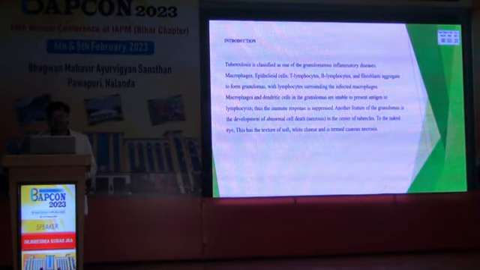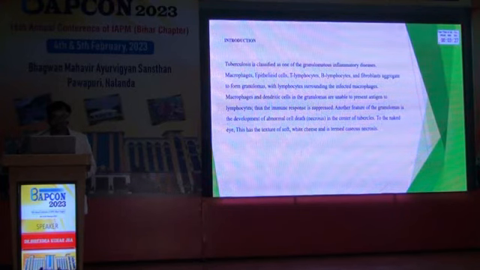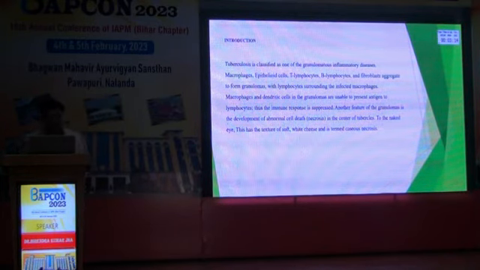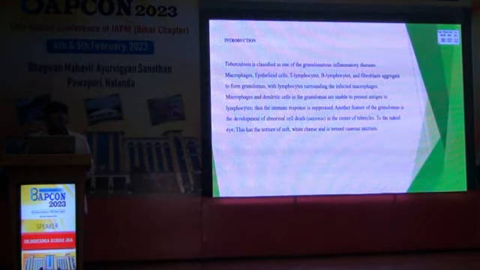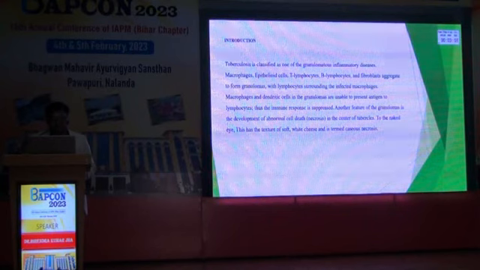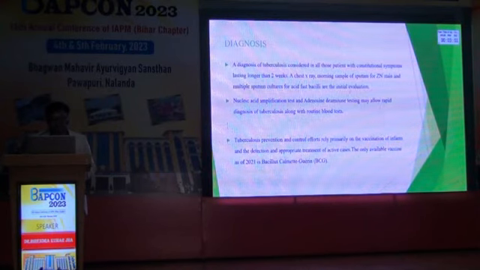Tuberculosis is classified as a granulomatous inflammatory disease. Macrophages, epithelial cells, T lymphocytes, B lymphocytes, and fibroblastic aggregates form a granuloma, with lymphocytes surrounding the infected macrophage. Macrophages and dendritic cells in the granuloma are unable to present antigen to the lymphocytes, thus the immune response is suppressed. Another feature of granuloma is the development of abnormal cell death, necrosis, in the center of the tubercle. To the naked eye, this has the texture of soft white cheese and is termed caseous necrosis.